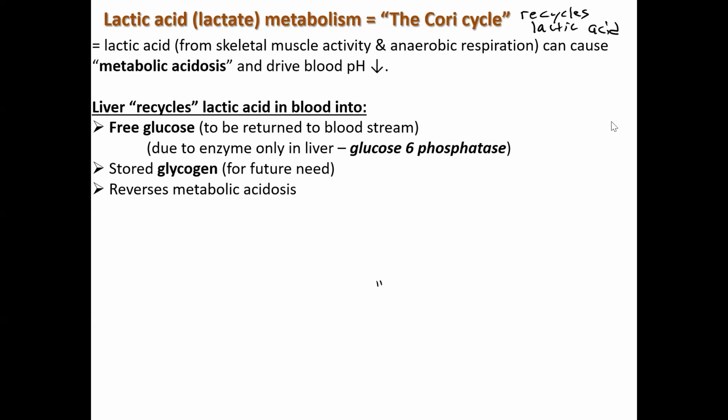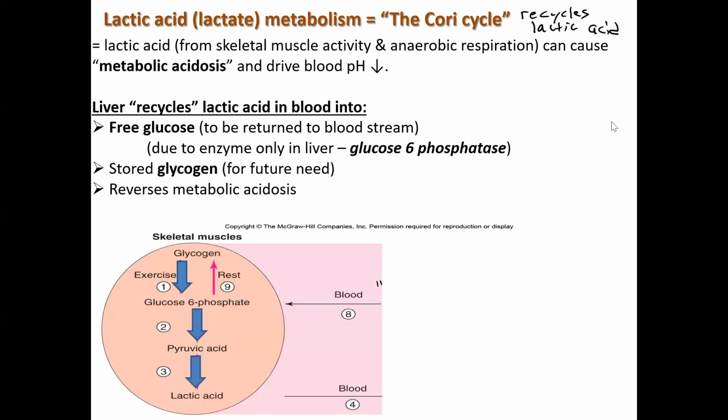And if someone has liver disease, they're going to have all kinds of problems. They're not going to be able to manage their blood glucose well, and they're not going to be able to recycle that lactic acid. The Cori cycle can't happen. So this is just a diagram. Your skeletal muscles are the main producers of lactic acid every day. Do not memorize this.